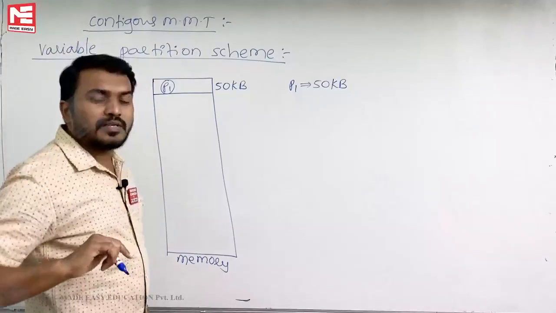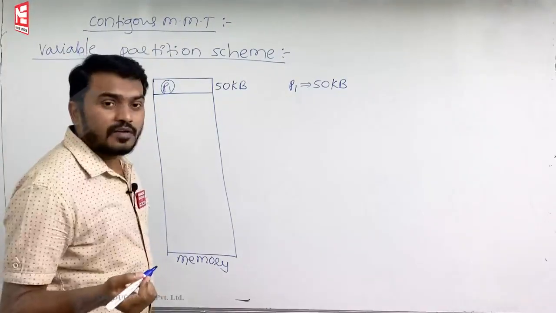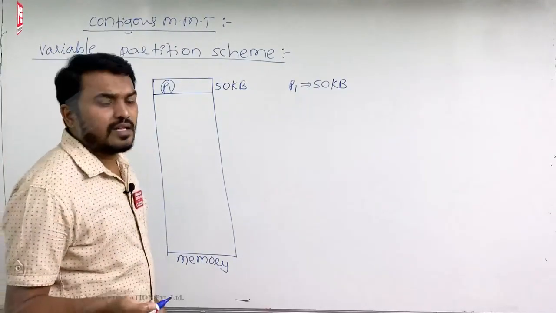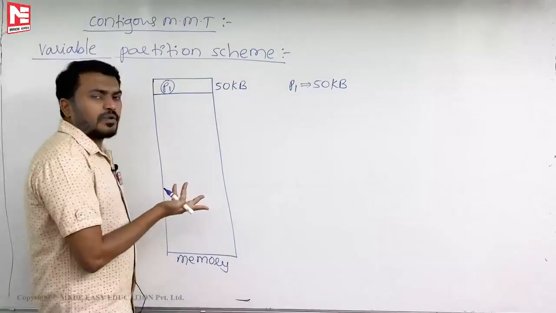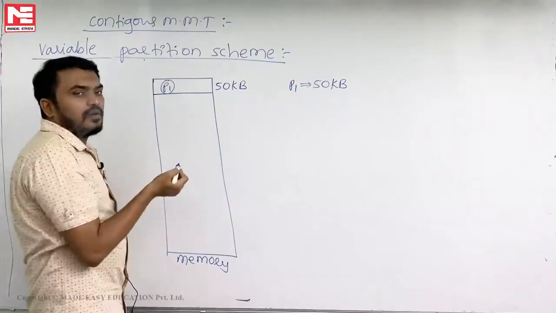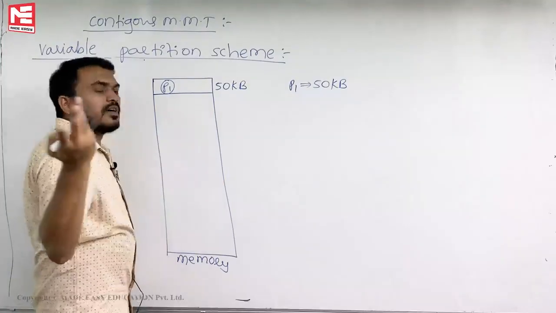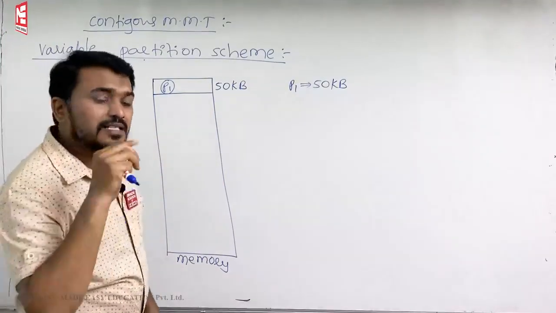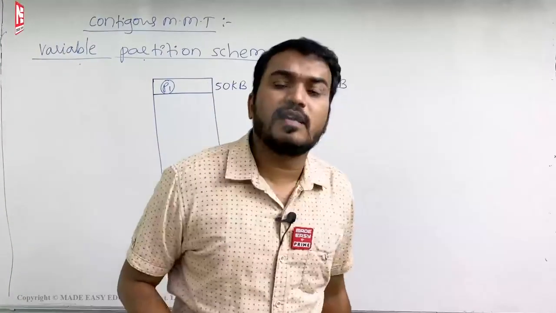प्रीवियस केस में क्या प्रॉब्लम था? डिग्री ऑफ मल्टी प्रोग्रामिंग इज रिस्ट्रिक्टेड बाय नंबर ऑफ पार्टीशंस. नाउ लुक एट, यहां पे देयर इज नो फिक्स्ड नंबर ऑफ पार्टीशंस, वेरिएबल पार्टीशन स्कीम. सो जितना पार्टीशन चाहिए उतना कर सकते हो आप. इज दैट क्लियर? एंड नेक्स्ट प्रॉब्लम क्या था? प्रीवियस केस में नेक्स्ट प्रॉब्लम क्या था?